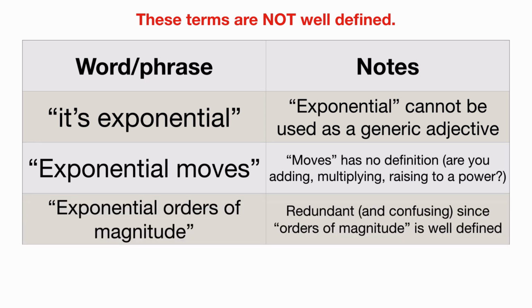Or exponential orders of magnitude. Now, this may seem reasonable, but the thing is, orders of magnitude is already defined. So putting the word exponential in front of it doesn't make it better. In fact, it just muddies the water. All right, so it's kind of redundant and confusing.